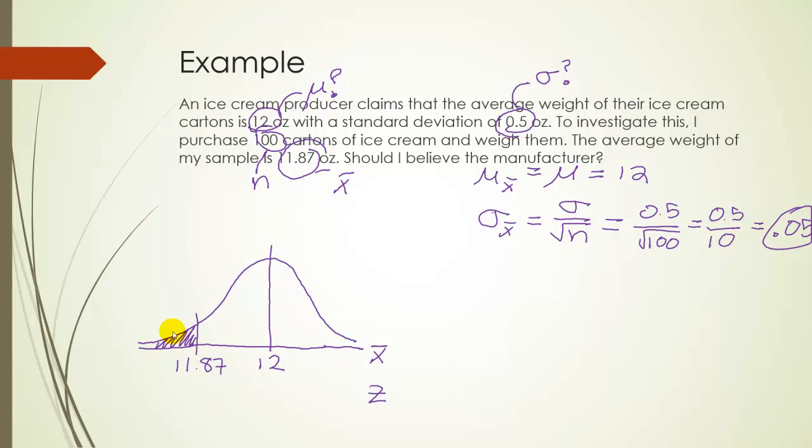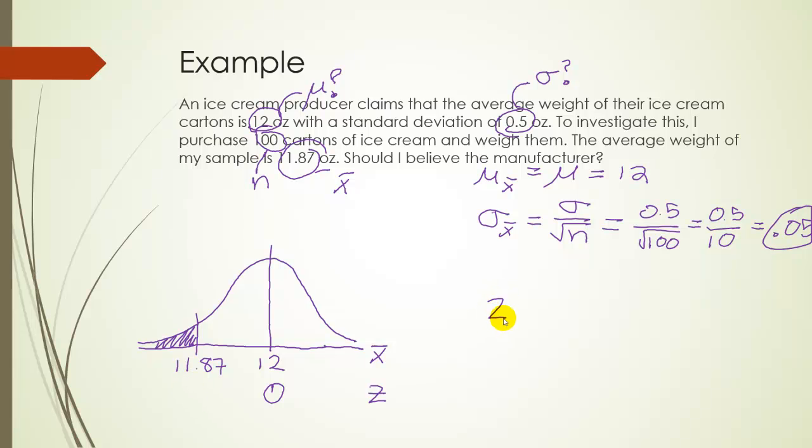Because if this number is really small, then it was very unlikely for me to find the sample mean that I found, which means that either I got very unlucky or the manufacturer is lying. So let's figure out how unusual getting less than 11.87 ounces is. We know z-scores are always centered around 0, so that was easy. But I need to find the z-score for 11.87.